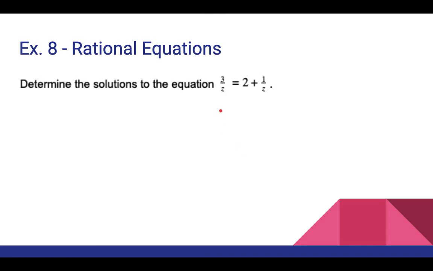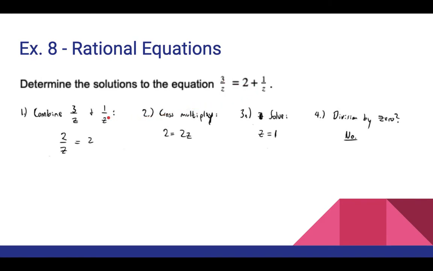So rational equations: determine the solutions to the equation 3 over z equals 2 plus 1 over z. The first step is that we can combine 3 over z and 1 over z by subtracting 1 over z from both sides. As a result, we get 2 over z equals 2. Next, we cross multiply. In this case, that amounts to just multiplying both sides by z to get 2 equals 2z. And then we can solve for z by isolating z, giving us z equals 1.